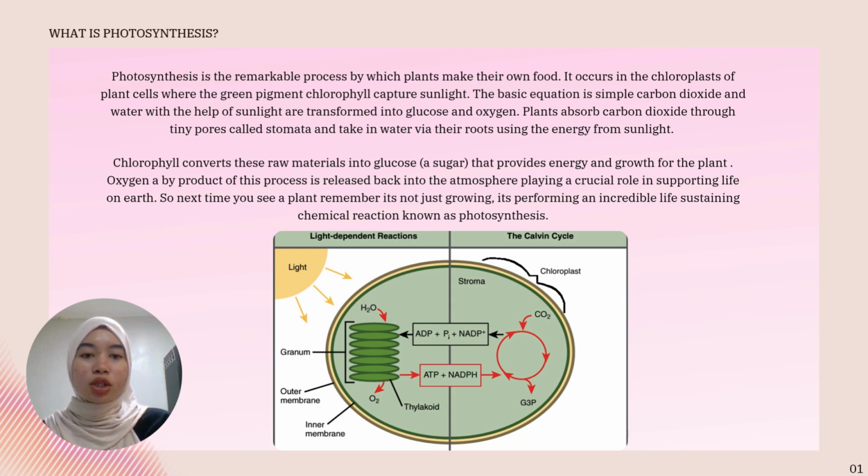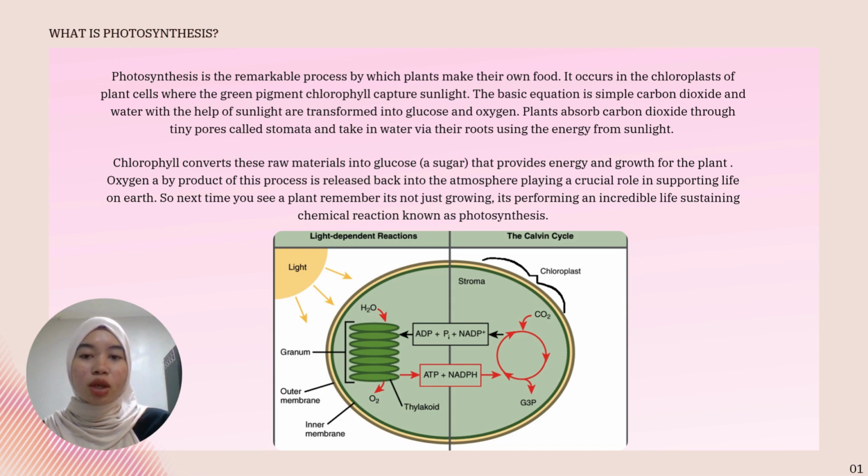The basic equation is simple. Carbon dioxide and water, with the help of sunlight, are transformed into glucose and oxygen. Plants absorb carbon dioxide through tiny pores called stomata and take in water via the roots using the energy from sunlight. Chlorophyll converts these raw materials into glucose, a sugar, that provides energy and growth for the plant. Oxygen, a byproduct of this process, is released back into the atmosphere, playing a crucial role in supporting life on Earth.